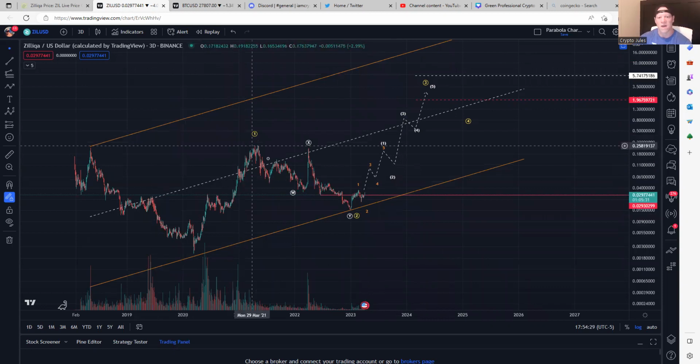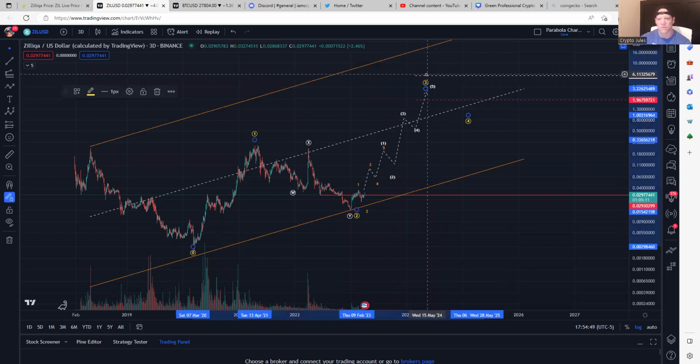So this is a one wave, a two wave, a three wave structure, corrective move down, putting in our two. And now I believe we are impulsive up for a 1, 2, 3, 4, 5 wave to put in a larger degree three wave. There's a fairly large range there, but anywhere from $2 to $5.75 is where I expect that three wave target to go.